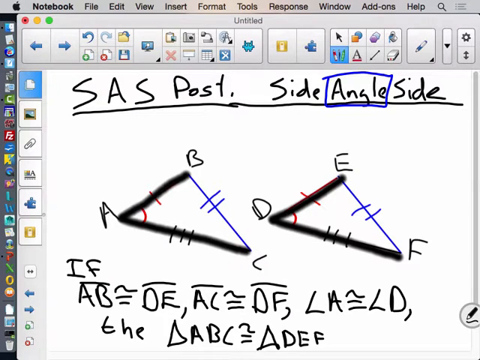Okay? So remember that angle has to be right here. That angle has to be right there, trapped between the corresponding sides. So that's the postulate.